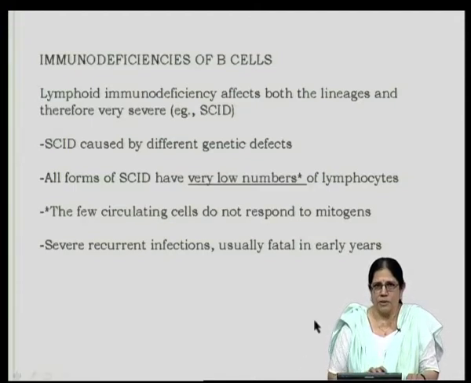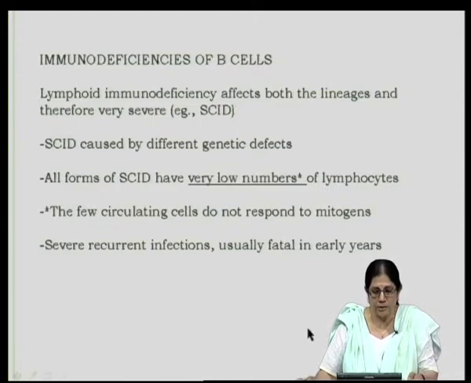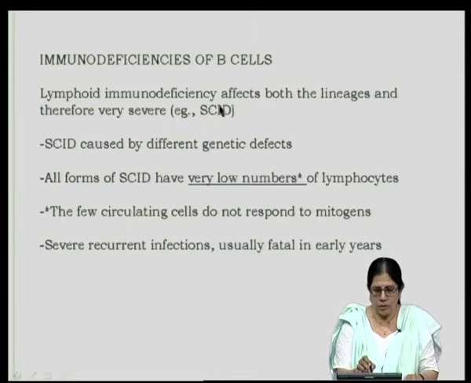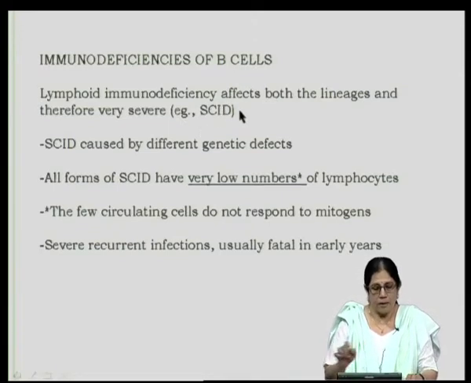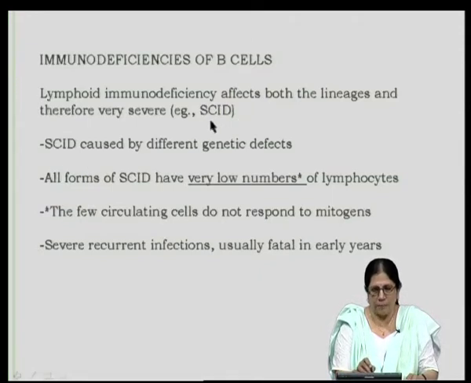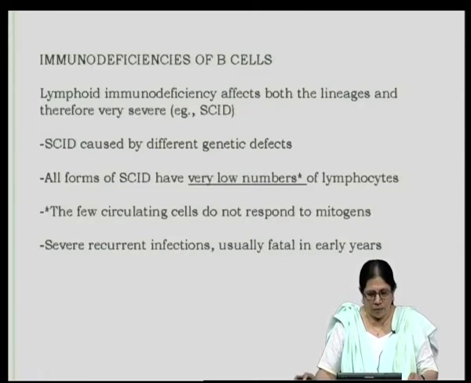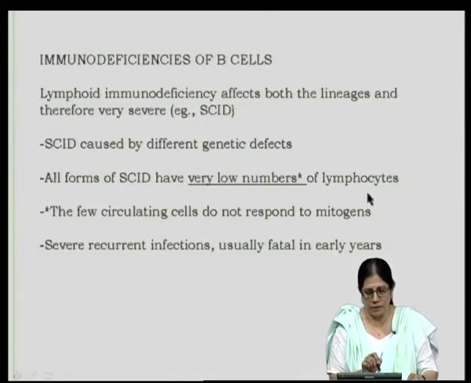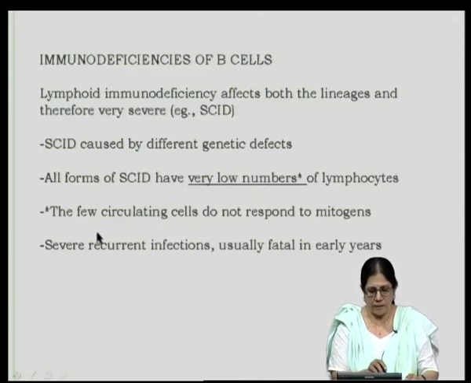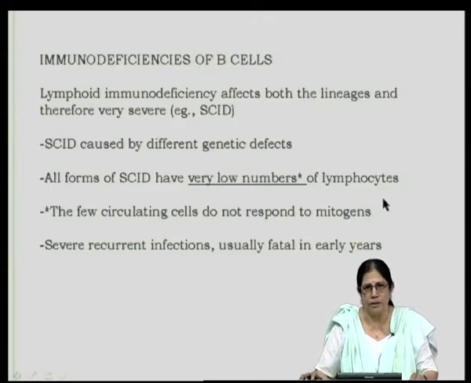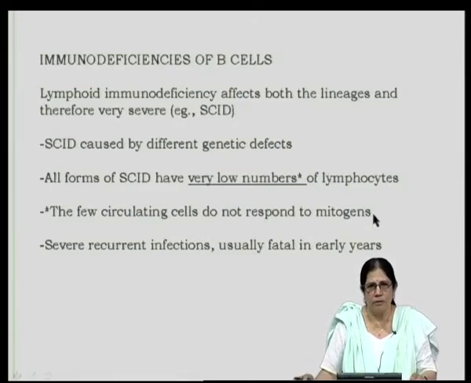Now, lymphoid immunodeficiencies, which would mean any deficiencies that lead to defects in the development of the lymphoid series, would of course affect both lineages, T cells as well as B cells, and this therefore would lead to severe combined immunodeficiency. SCID, short for severe combined immunodeficiency, can be caused by different genetic factors. However, all forms of SCID have very low numbers of lymphocytes, and even the few circulating lymphocytes that you see do not respond to an antigenic stimulus, as has been studied by stimulating with mitogens.